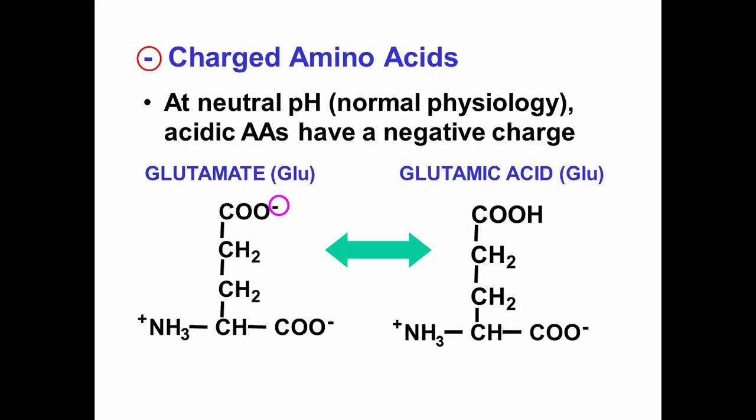Now, I just mentioned that normal physiology is around pH 7 in the blood. The stomach is a different thing, but in the blood, if you've got glutamate, it's going to be in this form over here with this carboxyl proton off, and you've got a negative charge on it, okay? If we drop the pH, then glutamate will look like this over here.